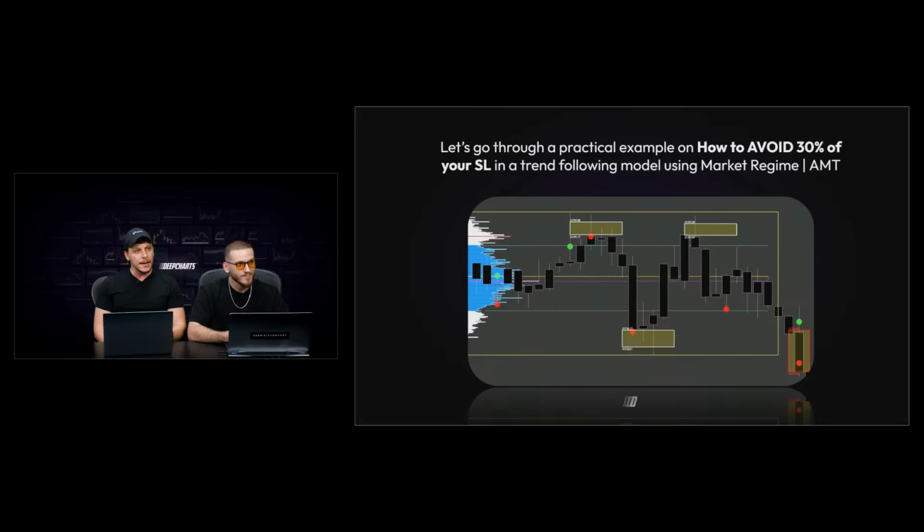Let's go through a practical example on how to avoid 30% of your stop loss in a trend-following model using market regime, okay? This is something that you can take from this webinar and apply tomorrow. Market open. Finally, weekend is too long. So here we have what is called the balance profile. And this is statistics. It's not something that I created or invented, okay? This is where the market participants are balanced, okay? There is not an imbalance. We are in a condition where they exchange volume really efficiently, okay?